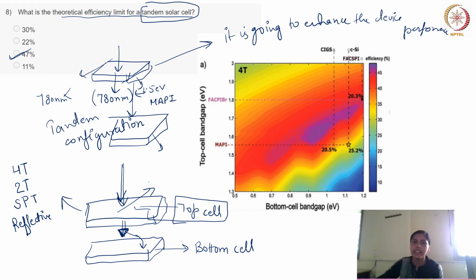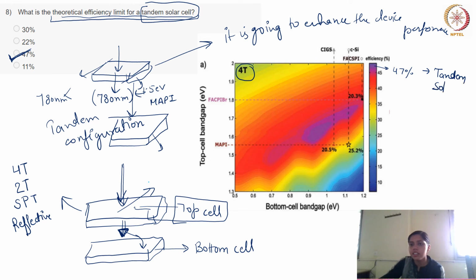So no doubt we can say that the efficiency limit for the tandem solar cell is on the higher side. Among these we can see that 47% is the maximum value, or you can also see from the graphs that around 47% is the maximum theoretical efficiency limit for this 4 terminal tandem solar cell. So this 47 is for the tandem solar cell.